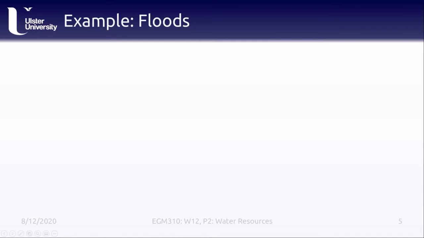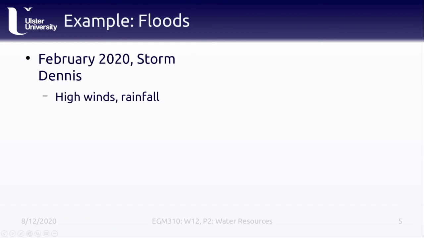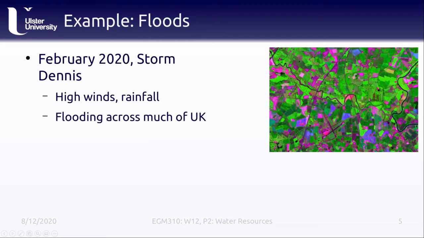One example application of using remote sensing to study water is in the detection and observation of floods. In February 2020, Storm Dennis struck northern Europe, including the UK and Ireland. It brought high winds and significant rainfall, causing significant flooding over large parts of the UK. This image shows an area in Yorkshire with the River Wharfe flowing from the upper left to the lower right, meeting the River Ouse in the lower right part of this image.